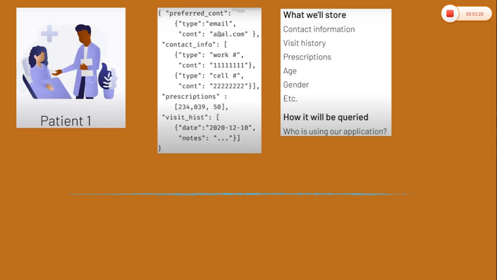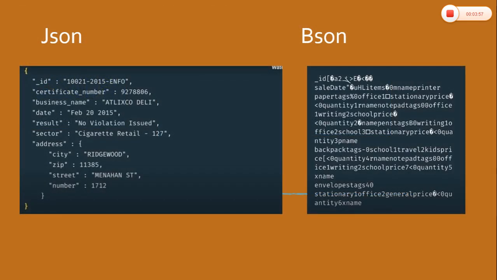So what will we store? The contact information, visiting history, prescriptions, age, gender, etc. And who is using this application also? Everything can be stored in the document itself. Another example: whenever you are going to build a new car, each of the car's spare parts is treated as a relational database table, and all these parts are combined to create a brand new car. The brand new car is nothing but MongoDB. So that is a major difference between a relational database and MongoDB.